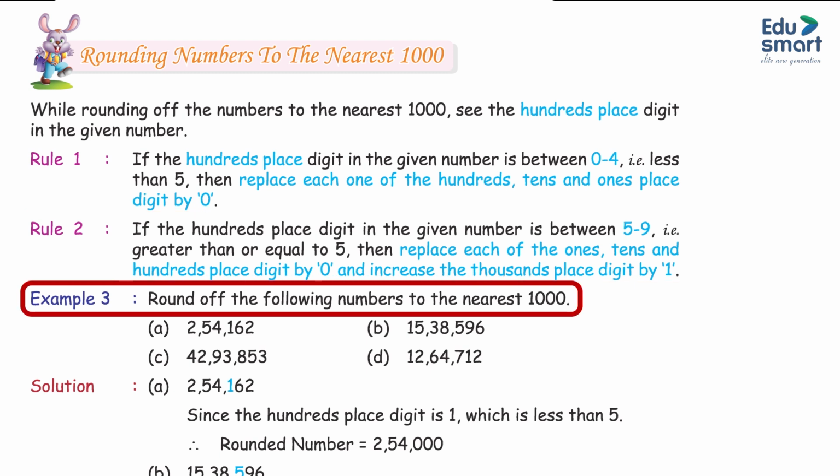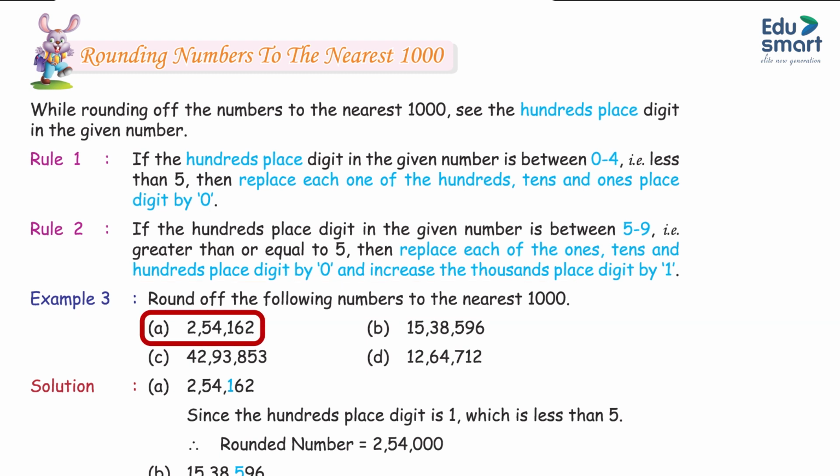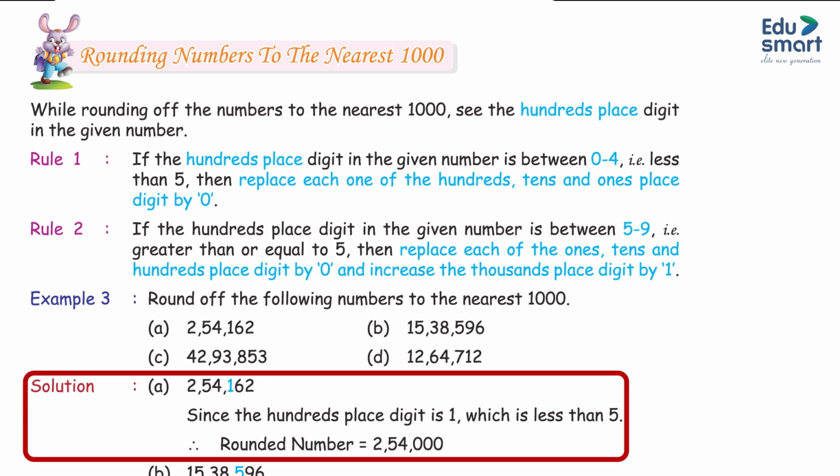Example 3. Round off the following numbers to the nearest 1000. A. 254162. B. 1538596. C. 4293853. D. 1264712. Solution: A. 254162. Since the hundreds place digit is 1, which is less than 5, rounded number is 254000.